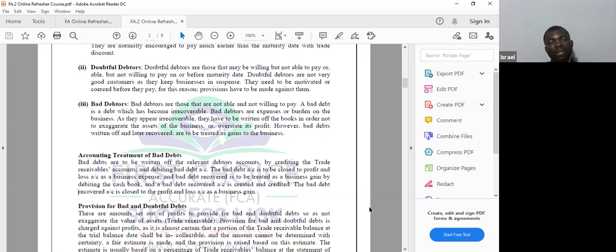So bad debt is written off by crediting the trade receivable account and debiting the bad debt account. The bad debt account is to be closed to the profit or loss account of a business enterprise. So just as a bank account has a ledger on its own, bad debts have a ledger on their own. It is an expense account, so it is found under the profit or loss account.